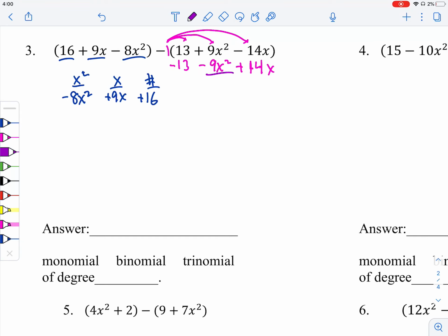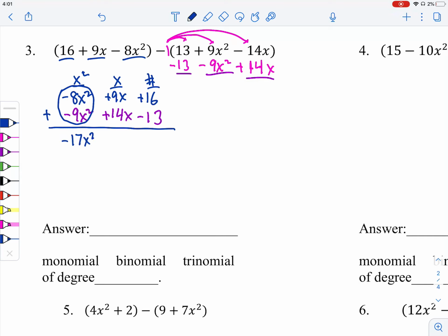Start with highest power, negative 9x squared first. Then we have 14x, so that's positive 14x. Then we have our numbers, negative 13. And now we can add them vertically. Right, so negative 8 minus 9, that's negative 17x squared. Then we go to our next one. 9 plus 14 for our x's.